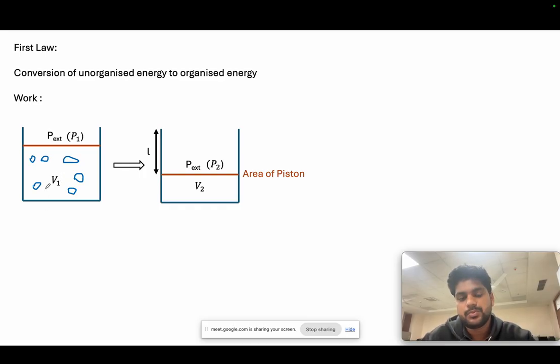Suppose the piston is at this position, and then I apply some pressure on top so that it comes down. It came down a length of L, and now the new volume is V2, and the pressure which is applied now is P2.